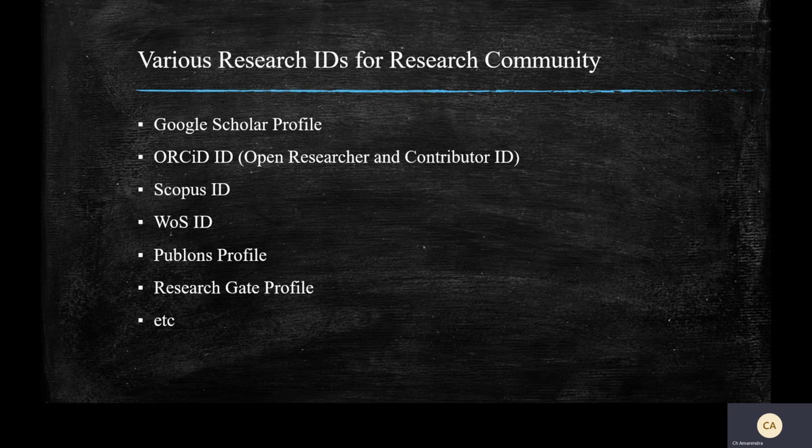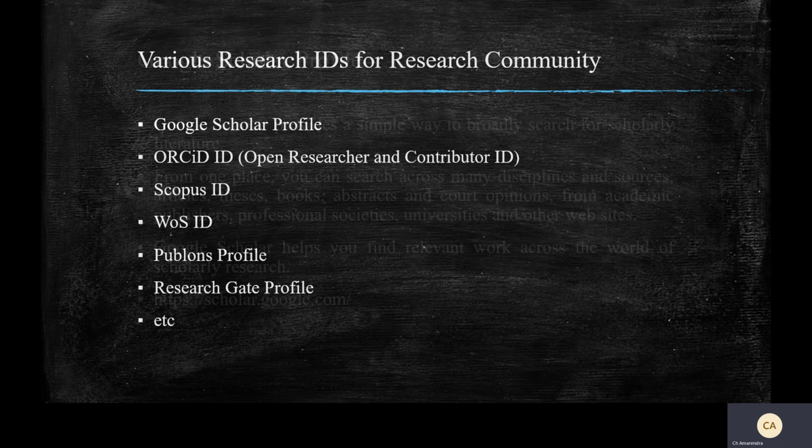For that uniqueness, mainly this ORCiD ID will provide you a unique number, that is a 16-digit number, following ISNI standards. So that number will be given to you. We'll look into them one by one. What are these profiles? First one, Google Scholar Profile.